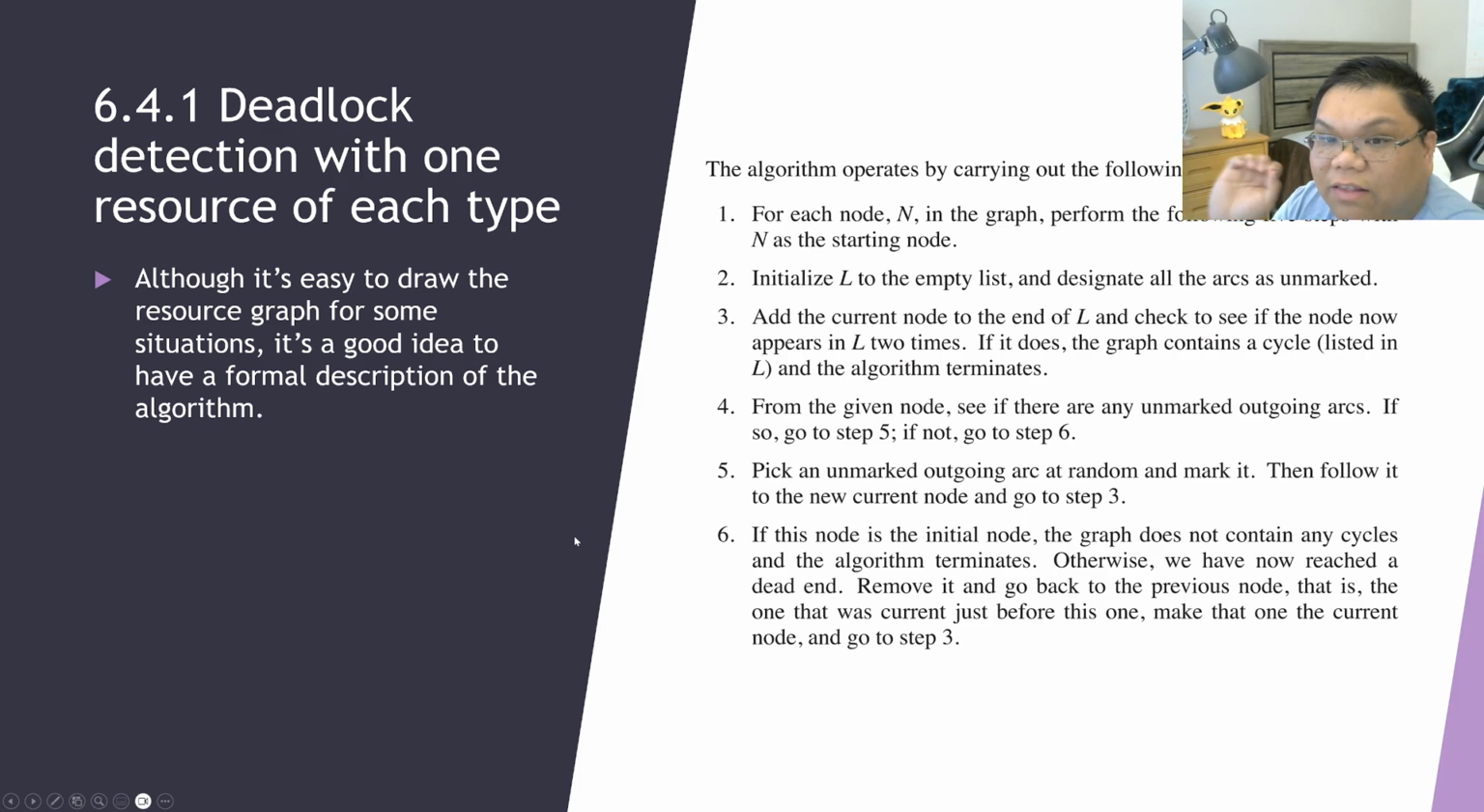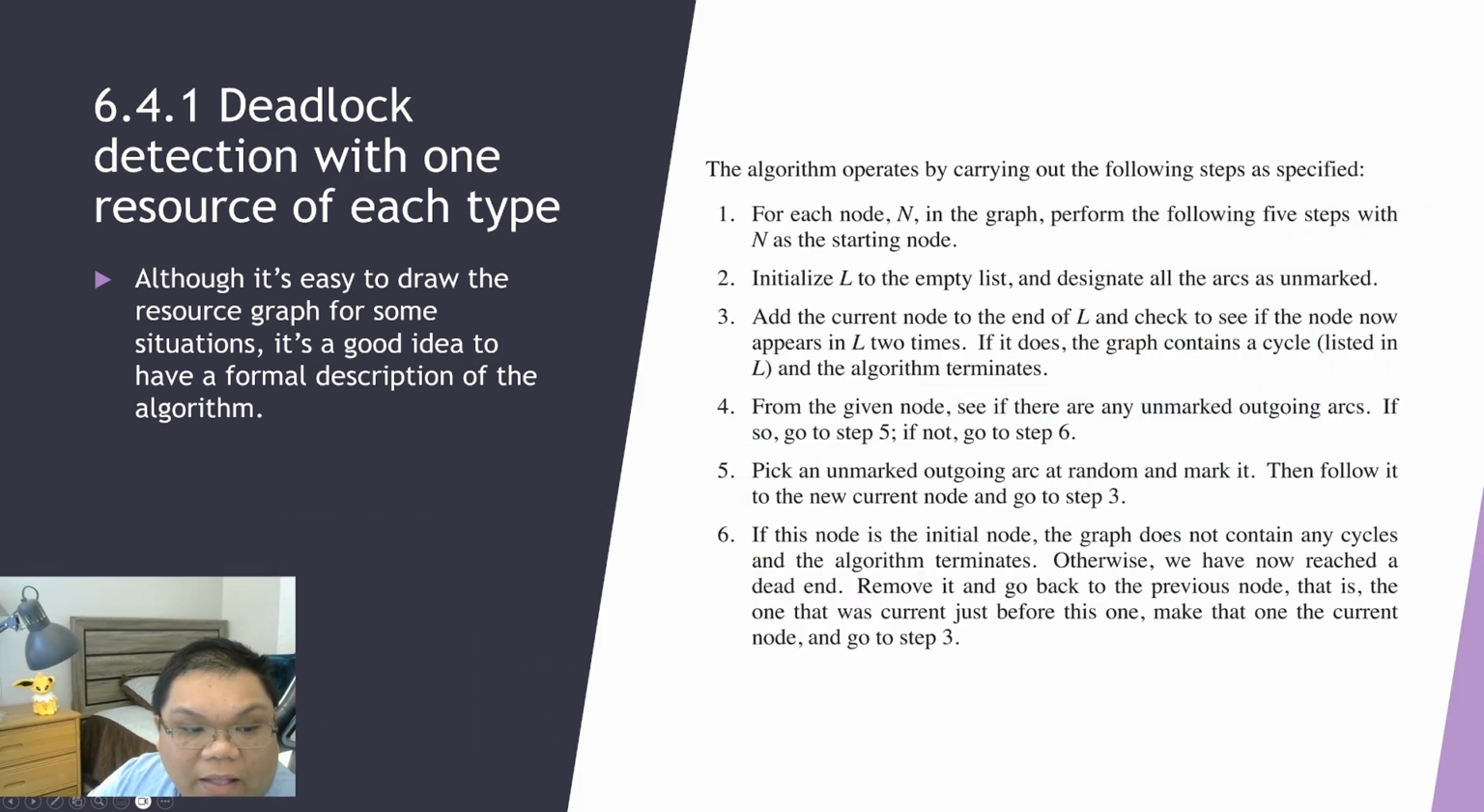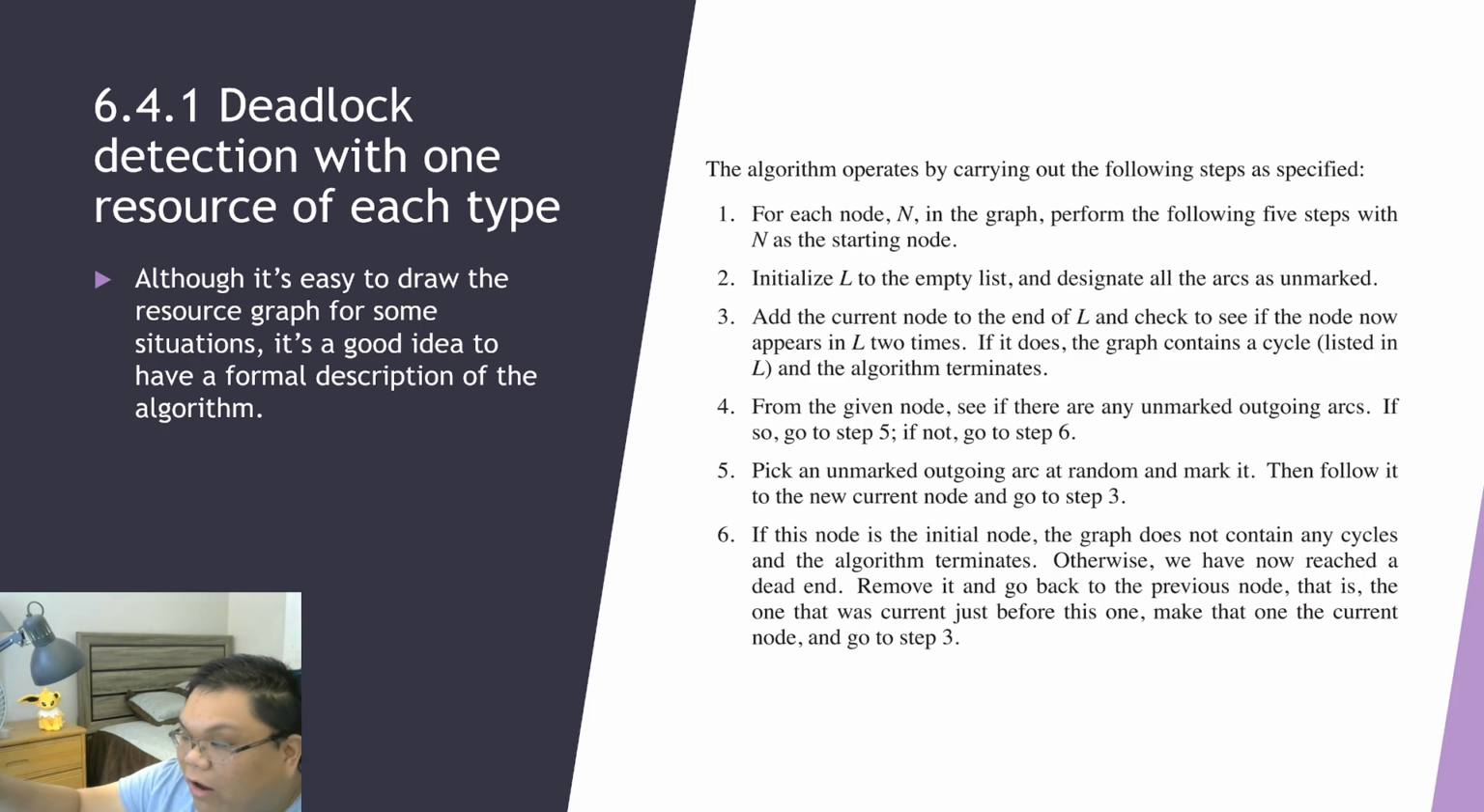Although it's easy to draw the resource graph for some situations, and especially with larger descriptions, it's a good idea to have a formal description of the algorithm that we use to determine whether there is deadlock. So, for each node n in the graph, perform the following steps with n as the starting node. Initialize L to the empty list. Designate all arcs, those are arrows, as unmarked. Add the current node to the end of L, and check to see if the node now appears in L 2 times. If it does, the graph contains a cycle, and the algorithm terminates. That means we found deadlock.